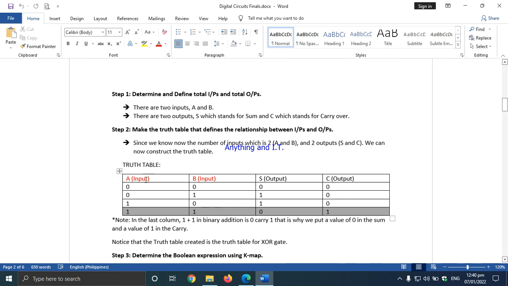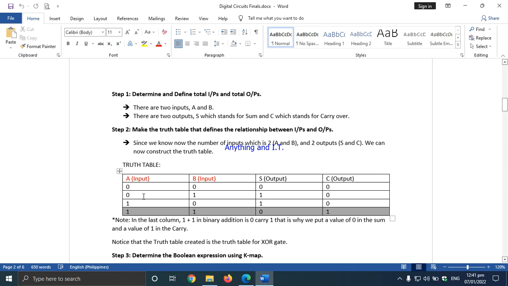So, here is our truth table. We have A as an input, B as an input, S will be our output, and C will also be our output. So, ang pattern lang dyan is 0, 0, 1, 1 and 0, 1, 0, 1. Since we are talking of half adder, we are going to add input A and input B. So, again, 0 plus 0 will give us a sum of 0. And of course, walang carry over. That will be 0.